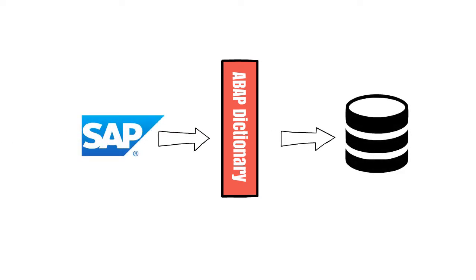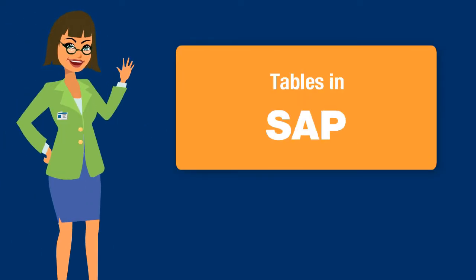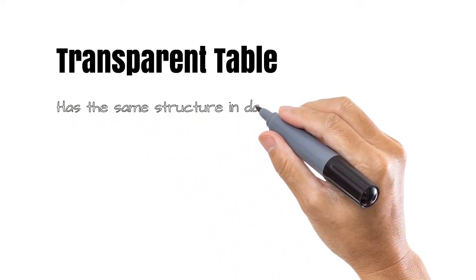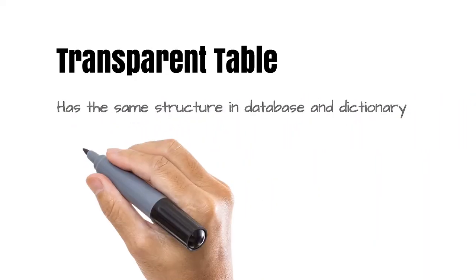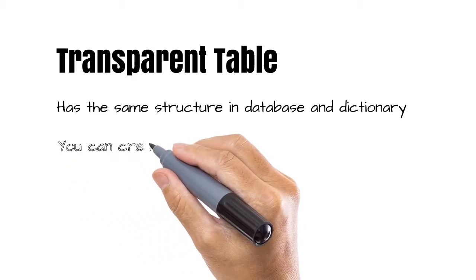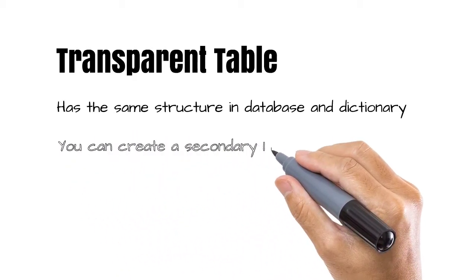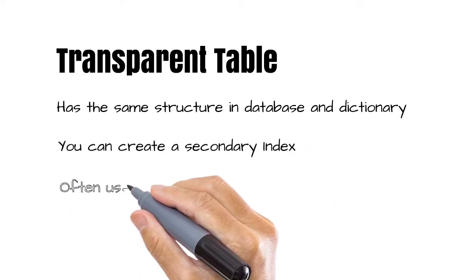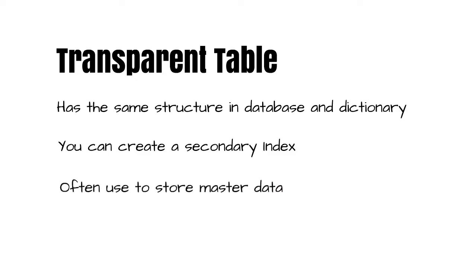Before we start creating a table in SAP, there are several kinds of tables you need to know. The first one is called a transparent table. A transparent table exists with the same structure both in the dictionary as well as in the database, with exactly the same data and fields. You can also create a secondary index in the table. And we often use transparent tables to store master data.